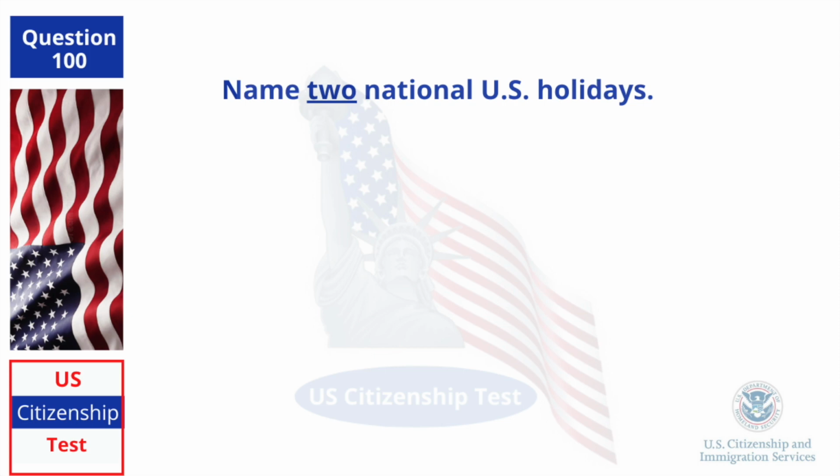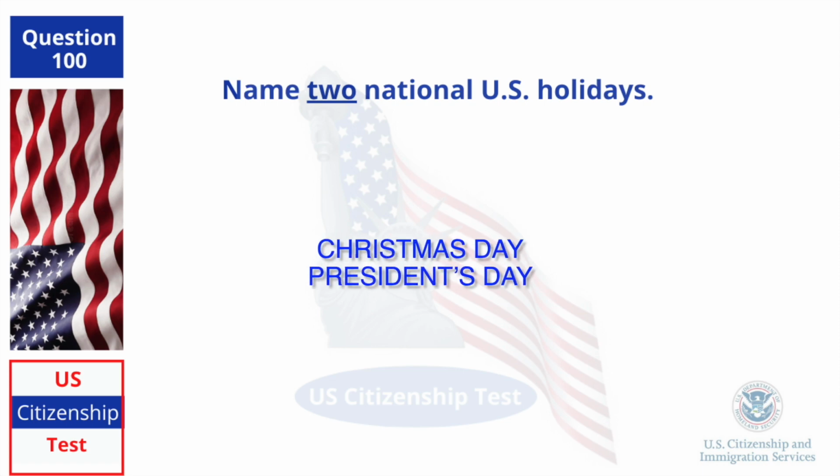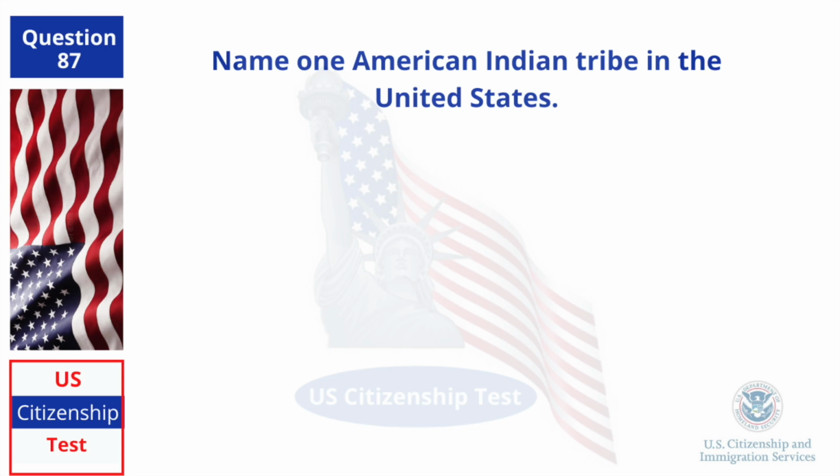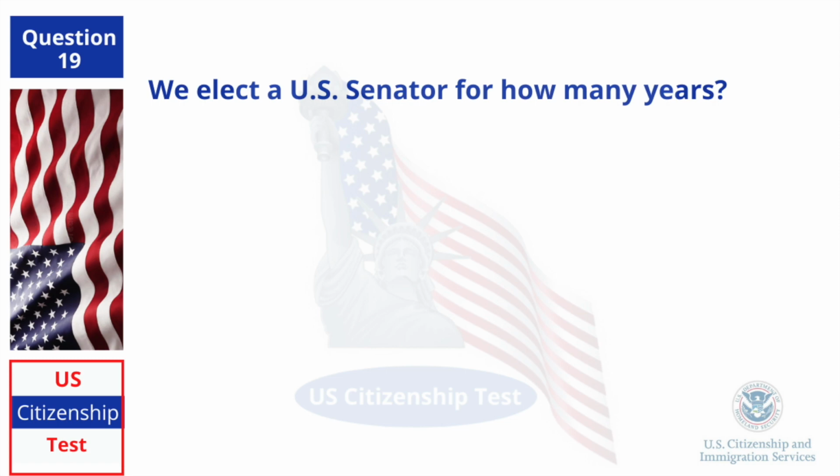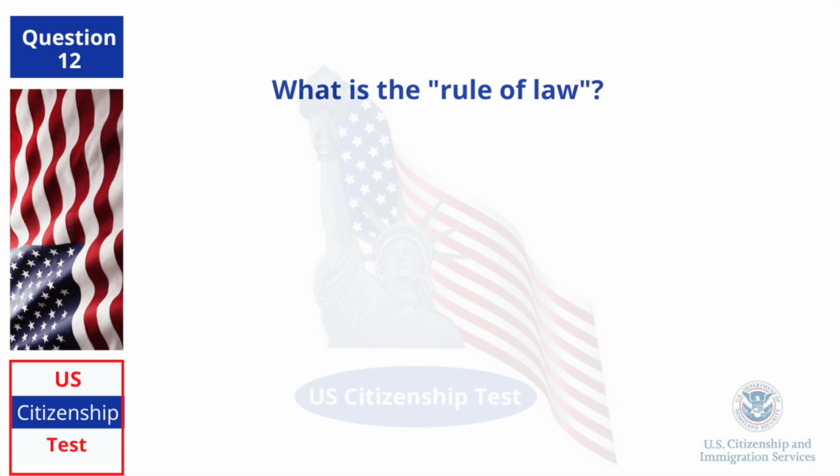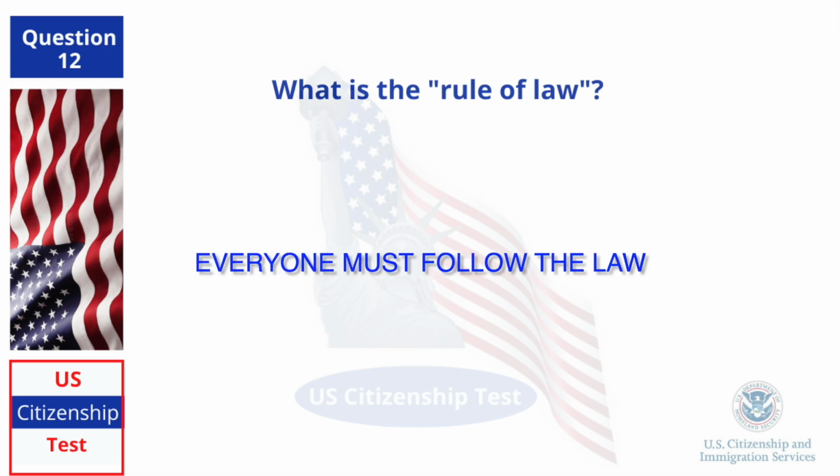Name two national US holidays. Christmas Day, President's Day. Name one American Indian tribe in the United States. Cherokee. We elect a US senator for how many years? 6. What is the rule of law? Everyone must follow the law.